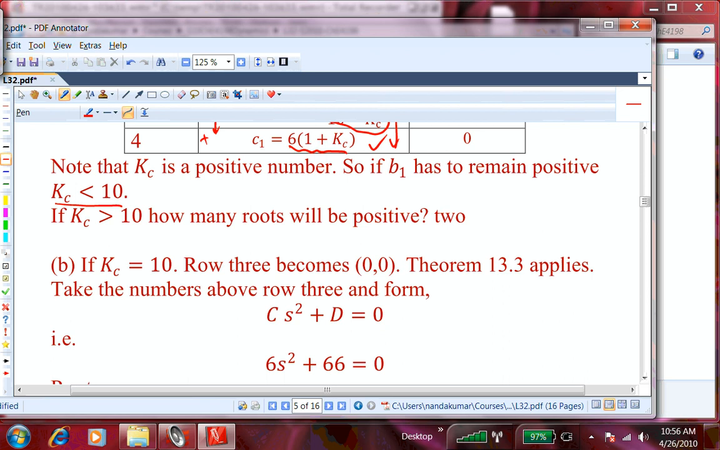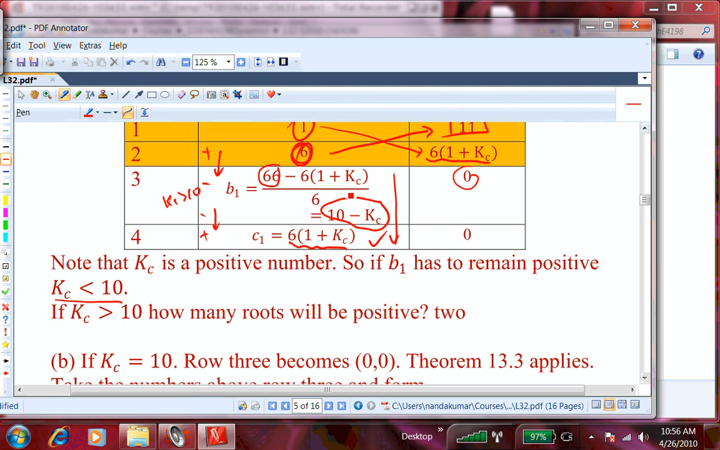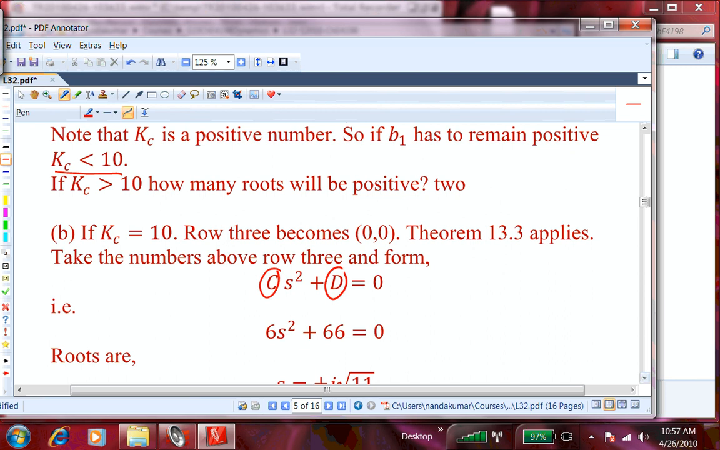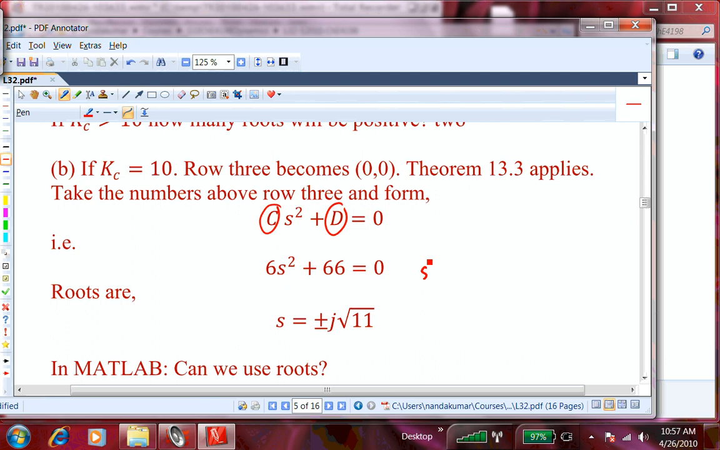Now, the next question is, at kc equal to 10, what is the frequency of oscillation? So we apply the next theorem, where we take C and D to be numbers from the previous row. In this case, put kc equal to 10. From the previous row, the number is 6. And here, when kc equals 10, it's 11 times 6, 66. So take these two numbers, 6 and 66. Because it is S squared equals some negative number, you take this to the other side, you can write this as minus 66 over 6, which is minus 11. When you take the square root of that, it will give you plus or minus j root 11. Those are related to the frequencies of the oscillation.